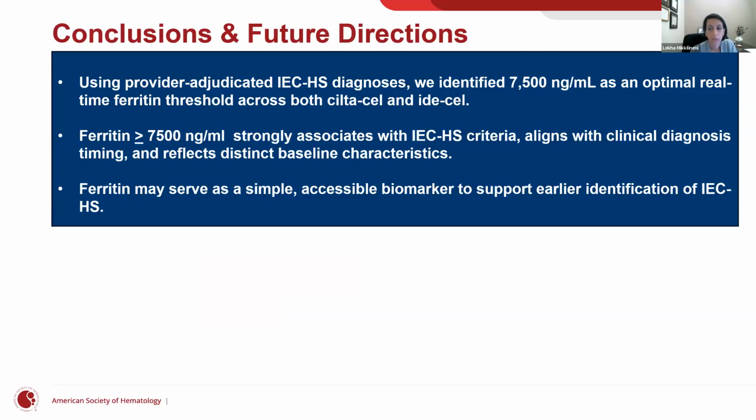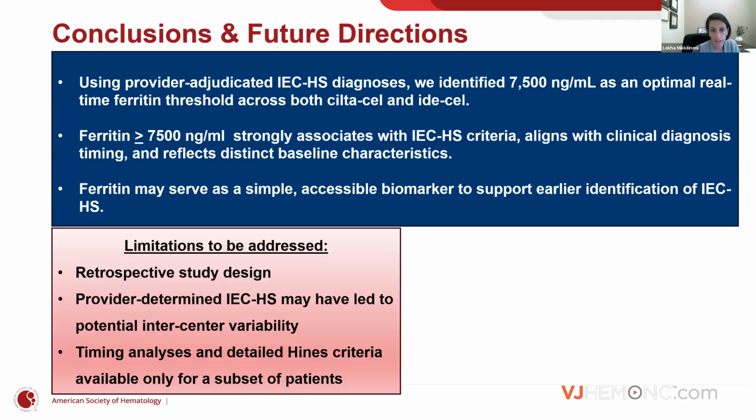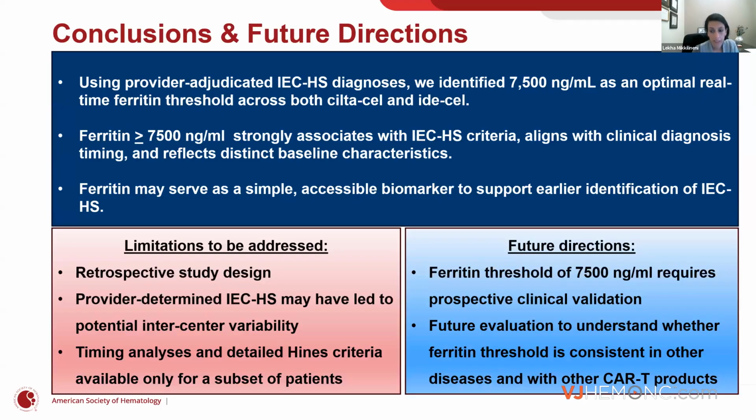So to summarize, using provider-adjudicated IEC-HS diagnoses, we identified 7,500 nanograms per milliliter as the optimal real-time ferritin threshold for both cilta-cel and ide-cel. And ferritin at or above this level aligns closely with our clinical diagnosis timing. It strongly associates with IEC-HS criteria, and it reflects distinct baseline characteristics. This really suggests that ferritin may serve as a very simple, accessible biomarker that clinicians have access to for earlier identification of IEC-HS. There were limitations to this study.